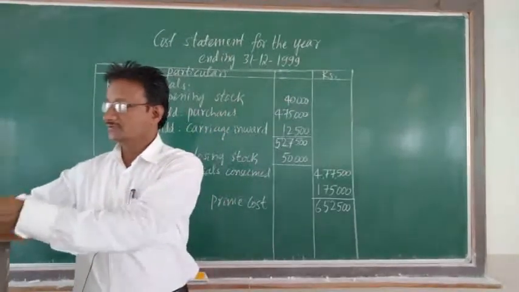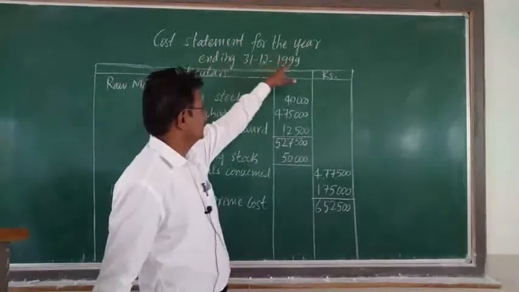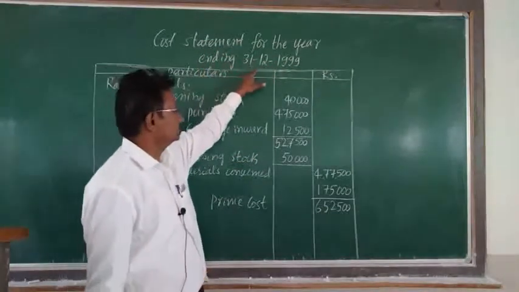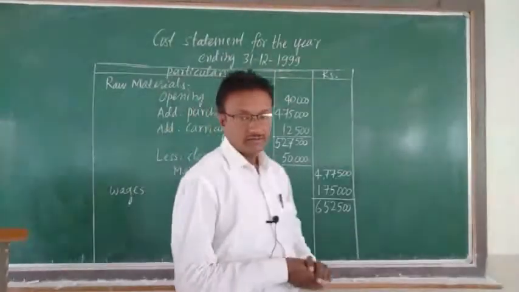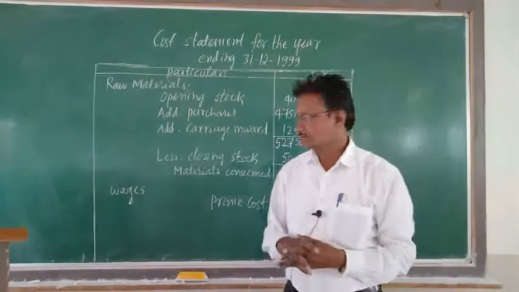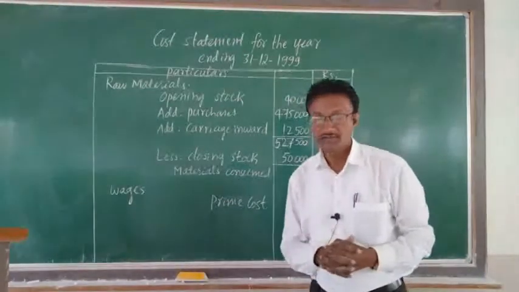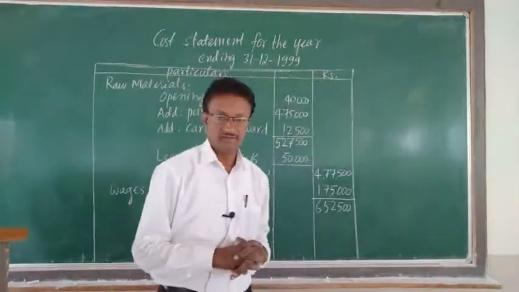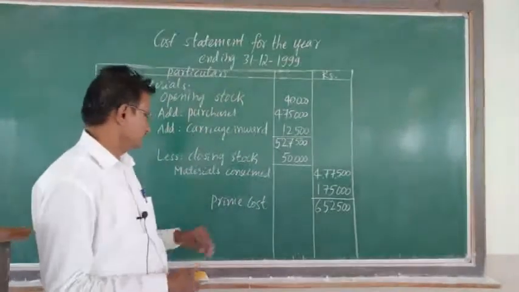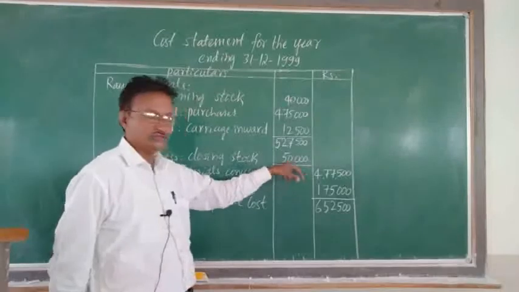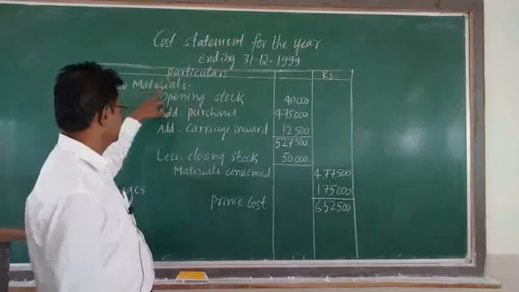So give heading cost statement for the year ending 31st 12 1999. While preparing cost sheet, first we have to ascertain the materials consumed, or the raw material cost which has been incurred for production of goods. So for ascertaining the raw materials consumed, we have to take first raw materials cost.